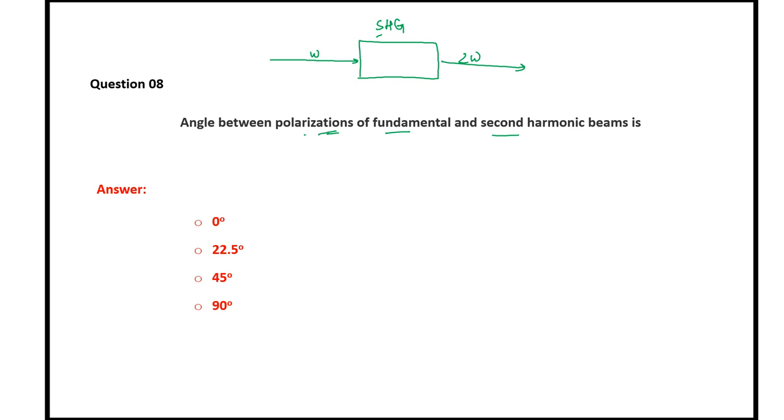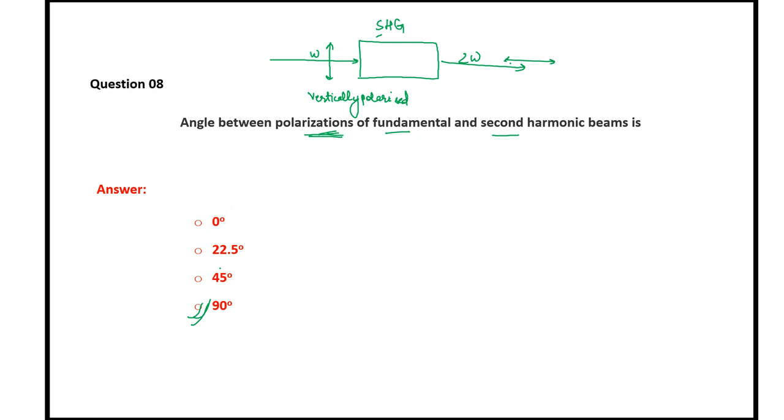So from omega to 2 omega, the conversion that is happening is also accompanied by a change in the polarization. Suppose the light is vertically polarized. The change which happens changes the polarization to this. Okay, 90 degree. So the angle between the polarization of the fundamental and the second harmonic beam is 90 degree.